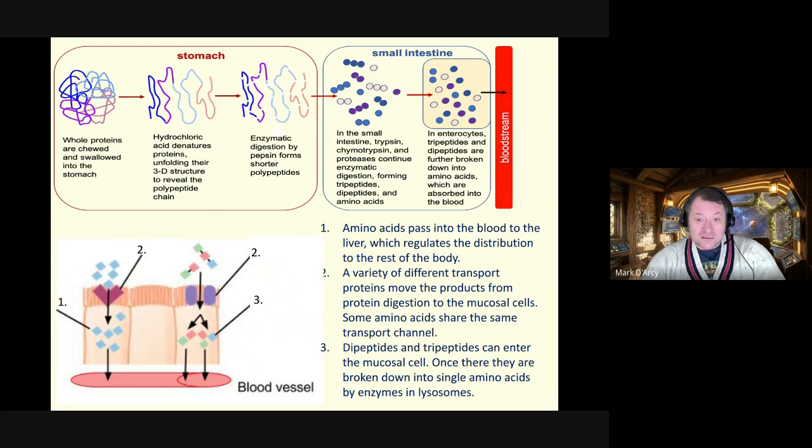In the small intestine, trypsin, chymotrypsin, and other proteases continue enzymatic digestion, forming tripeptides, dipeptides, and amino acids. In enterocytes, tripeptides and dipeptides are further broken down into amino acids, which are absorbed into the blood. So amino acids basically pass into the blood, then to the liver, which regulates the distribution to the rest of the body. A variety of different transport proteins move the products of protein digestion to the mucosal cells. Some amino acids share the same transport channel. Dipeptides and tripeptides can enter the mucosal cell. Once there, they are broken down into single amino acids by enzymes in the lysosomes of the cells.